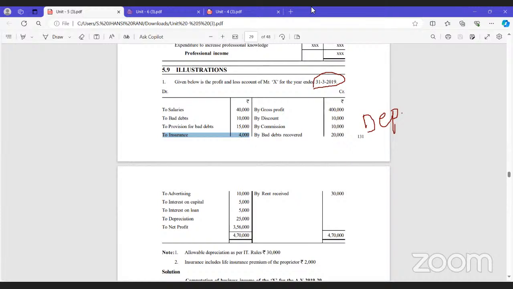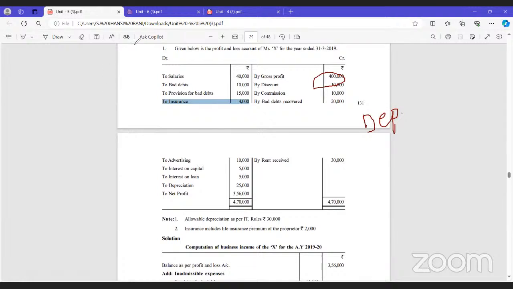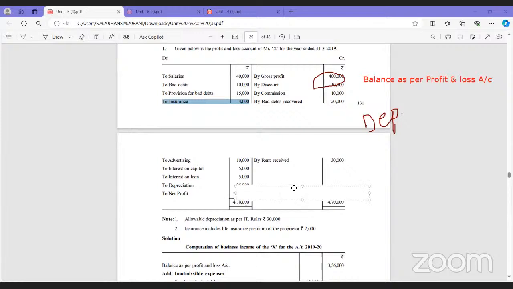So we'll do the problem now. It will start like this. Balance as per profit and loss account. If you look here, the balance as per profit and loss account is given as 3,56,000.